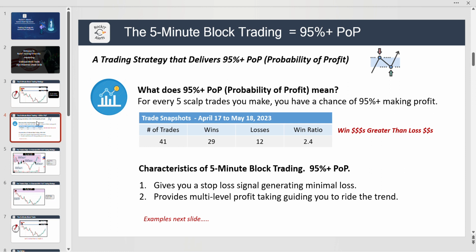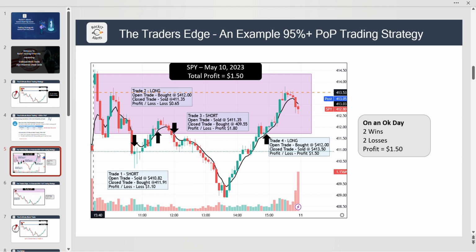Now, what are the main characteristics of this 5-minute block trading? What's really powerful about it? It gives you a stop loss signal generating minimal loss. So you just follow the signals. Be mechanical, don't be emotional. Just follow the signals because it's an algo that automatically sets you up for minimal loss. And also it provides an opportunity for multi-level profit taking, helping you ride the profit trend as much as you can. So here's a few examples before I dive in and show you how to set up online.